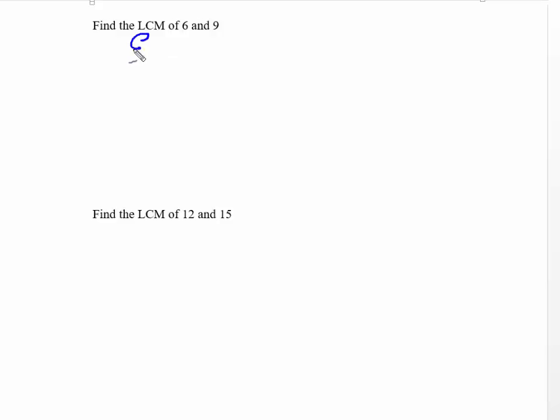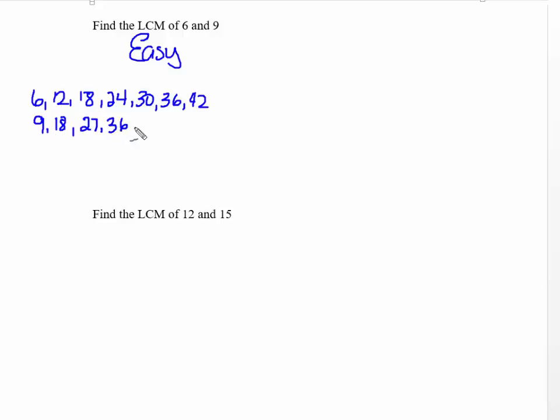So what I call the easy method is we're simply going to make the list of multiples of each of the numbers. So the list of multiples of 6, well, that means 6 times 1, 6 times 2, 6 times 3, 6 times 4, 6 times 5, 6 times 6, and so forth. And then you make the multiples of the other number, 9 times 1, 9 times 2, 9 times 3, 9 times 4, and so on and so forth. And you make the list until what you find is the lowest common multiple.